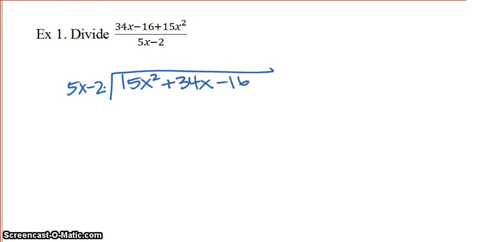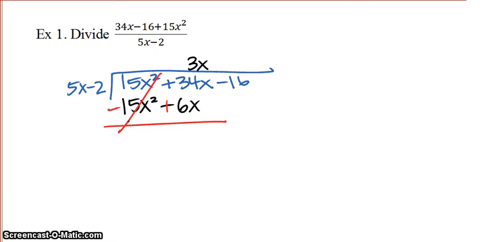So I need to think, what times 5x will give me 15x squared? That's 3x. So I'm going to put the 3x right here above the 34x. So 3x times 5x is 15x squared. 3x times negative 2 is a negative 6x. Okay? Now we need to subtract, so we change those signs, and we cancel that out.